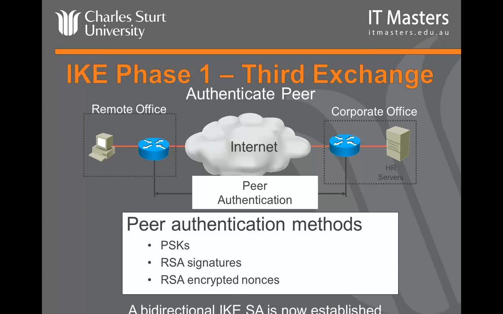Not nonsense, nonces. We don't need to discuss that in any detail, other than to say it is merely an encrypted value that is sent across for the purpose of authentication. So it's no different to a pre-shared key or a signature. It's just another method for authentication. It's heavily mathematically involved, so there's no need to go into any detail. Once these three exchanges have been done, a bidirectional Internet Key Exchange security association, SA, becomes established. That means we've passed the IKE part of the negotiation. We've authenticated each other, we've done some key exchange, I know who you are, you know who I am, and we're ready to go, which is now into IPSec.